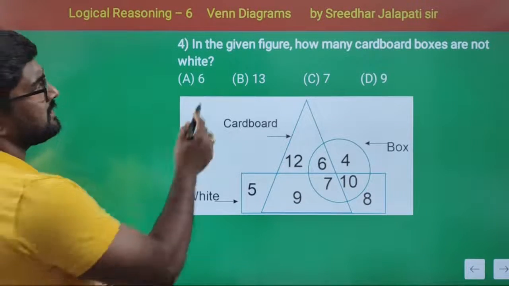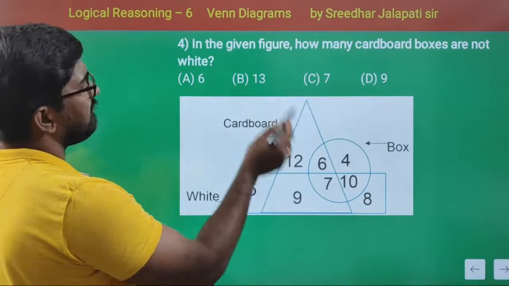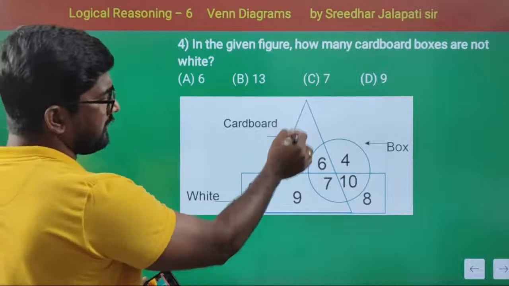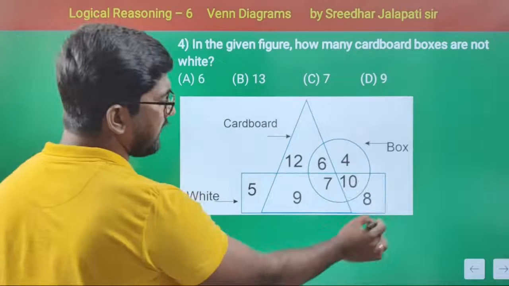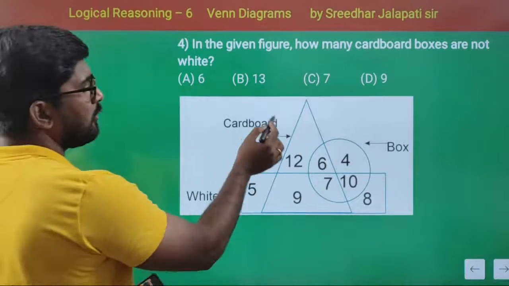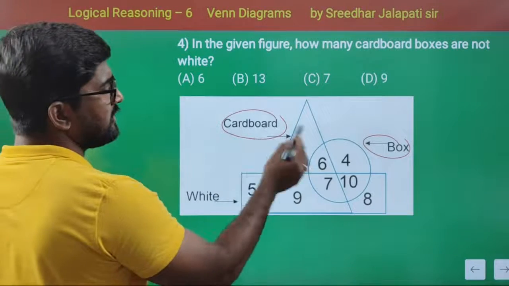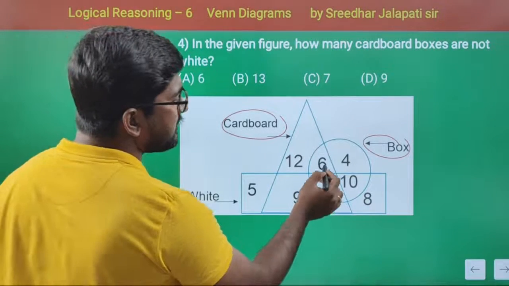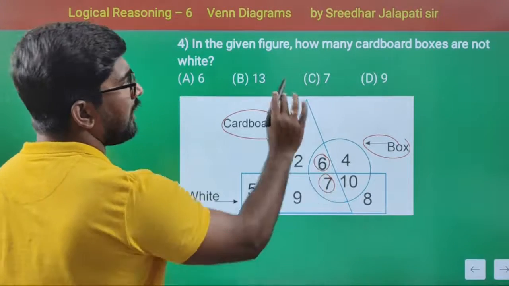The question says, in the given figure, how many cardboard boxes are not white? By the way, triangle represents cardboard, circle represents boxes, and this rectangle represents white. So we want cardboard boxes. Cardboard as well as boxes, that means intersection. So what is the intersection of triangle and circle? The intersection of triangle and circle is 6 and 7. 6 and 7 is cardboard and boxes.